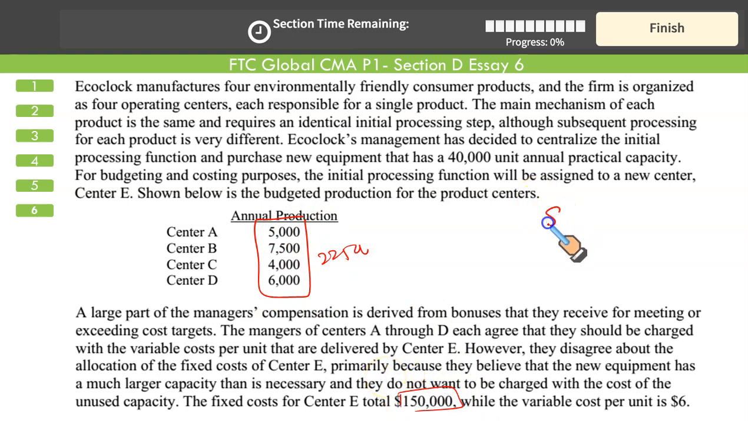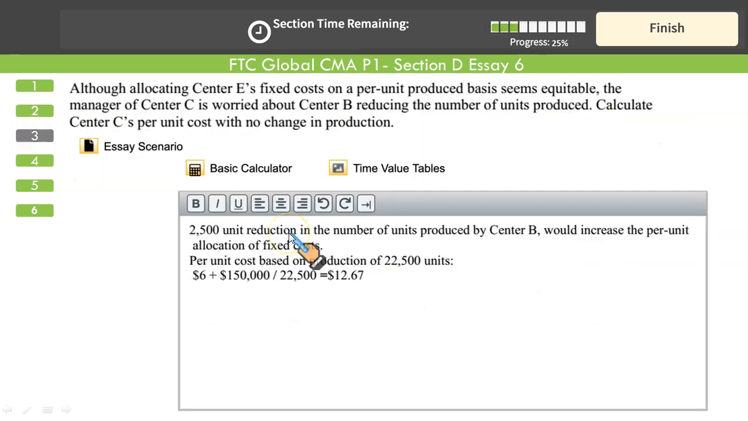Same. 150,000 divided by 22,500 is 6.667. To this add 6 and you get 12.67. Same. That's your question number 3. See? 12.67. What's the new thing?